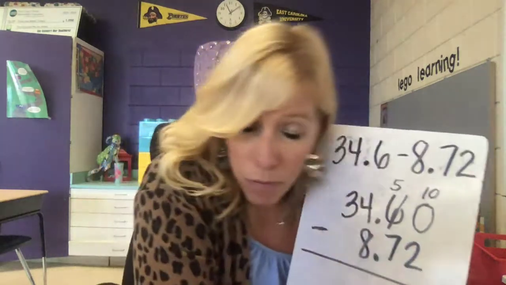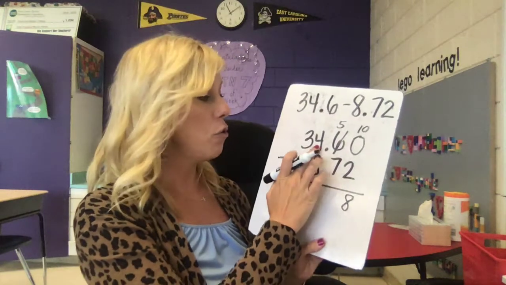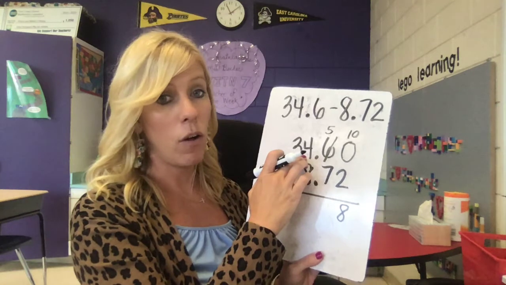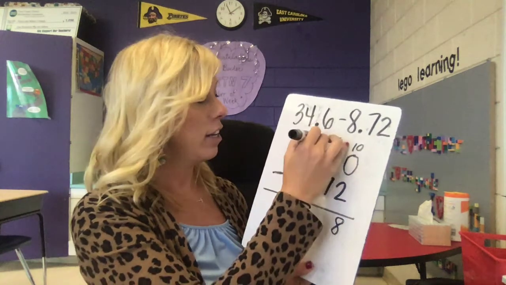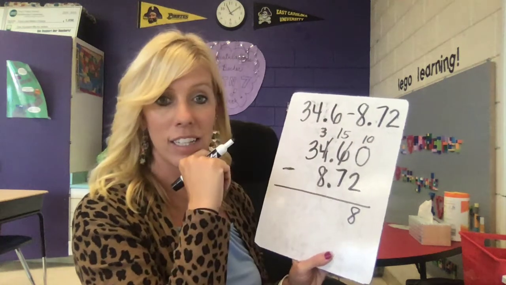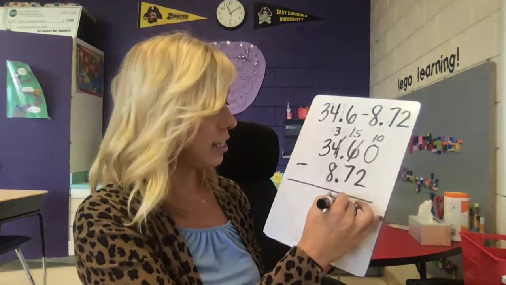5 tenths, take away 7 tenths. I don't have enough tenths right here, but I do know that 10 tenths is 1 whole. So I can take away this 1, make it a 3, and that's going to give me my 10 tenths. 10 tenths equals that 1. We saw that. So 15 minus 7 is 8.